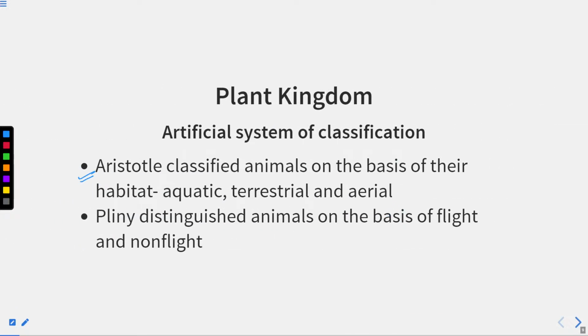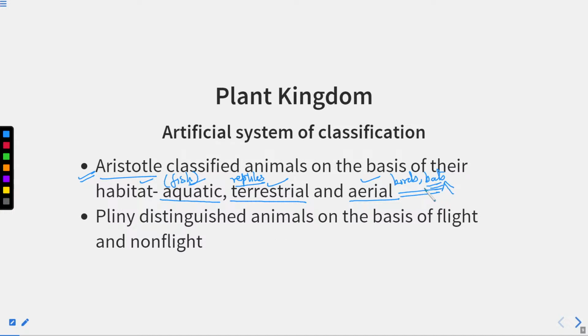So let us talk about some of the examples who have followed this particular type of classification. Aristotle classified animals on the basis of their habit: aquatic, terrestrial, and aerial. So if we talk about the aquatic, then we will keep fish in this, right? If we talk about the terrestrial, then we can say reptiles, right? And if we talk about the aerials, then we can say birds, and also bat. That belongs to the mammal actually.